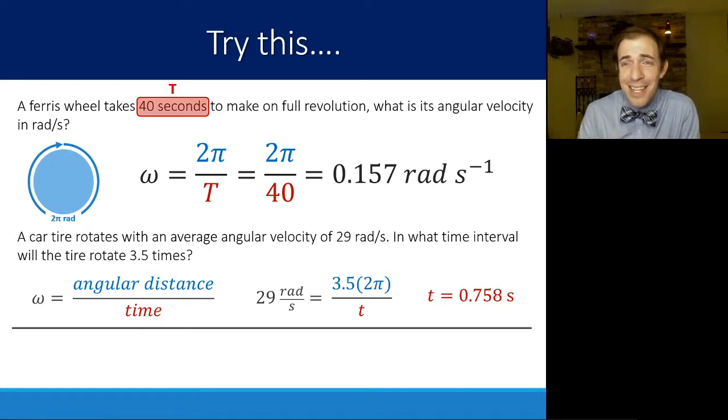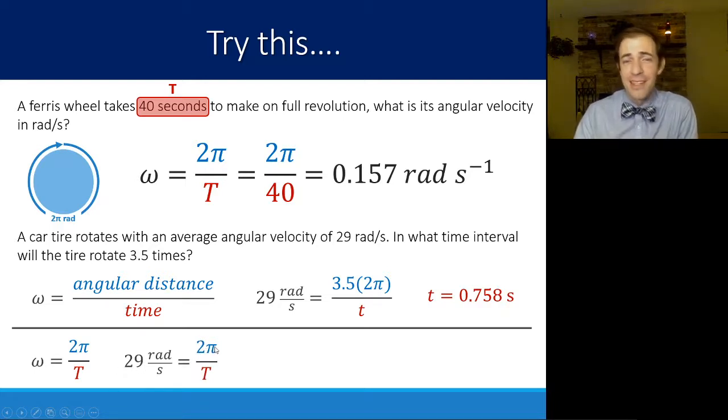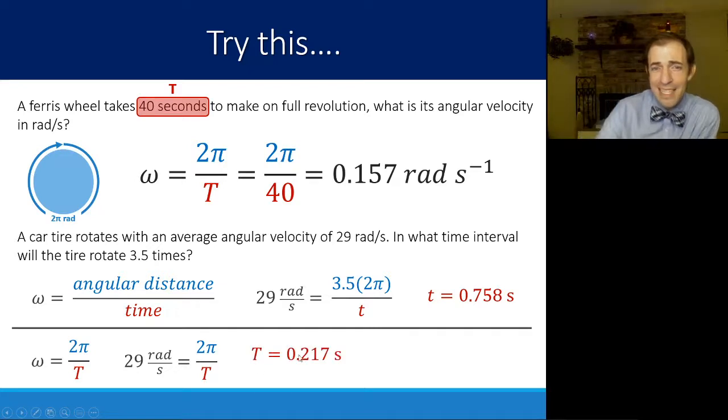There is another way that you can actually do this problem. If you really like the idea of just focusing on one revolution, you can use this equation as well. So omega is 2 pi over T. You can plug in omega is 29 radians per second. 2 pi is your angular distance. And then capital T is the time.